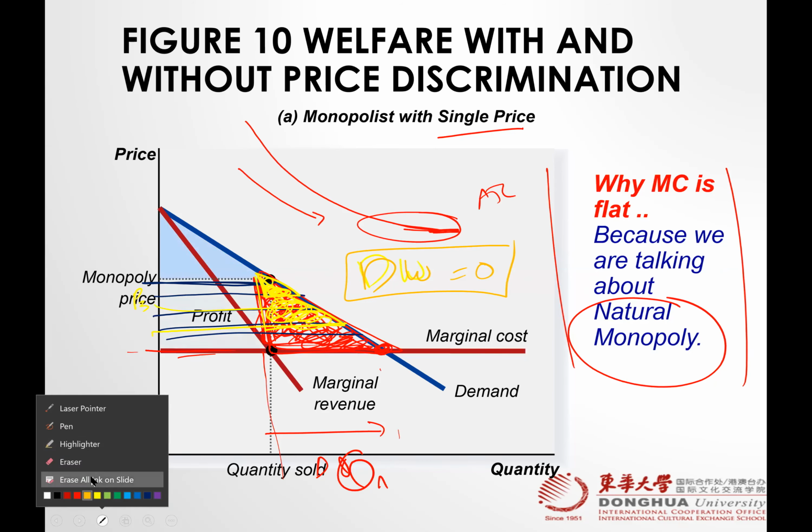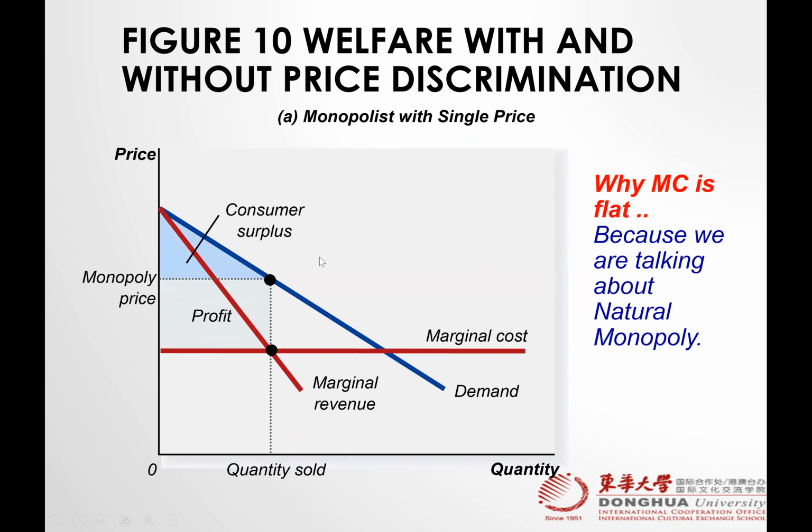So here we go. How does it increase the monopolist's profit? You see here, this is the deadweight loss. If we are charging different prices, then our profit is going to increase. All this deadweight loss is included in profit, and the deadweight loss is eliminated.